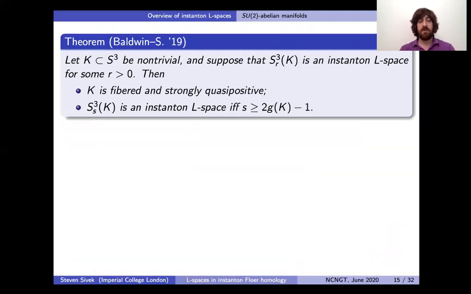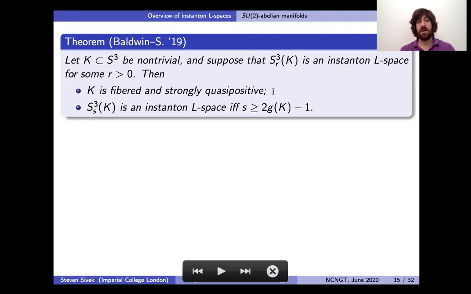So here's a theorem that Baldwin and I proved recently. A lot, but not all, of what follows is going to be joint with John Baldwin. It says a lot about the kinds of knots that have instanton L-space surgeries, like the ones with infinitely many SU(2) abelian surgeries. So if we have a non-trivial knot and it has an instanton L-space surgery of some positive rational slope, any slope at all, then the following has to hold.